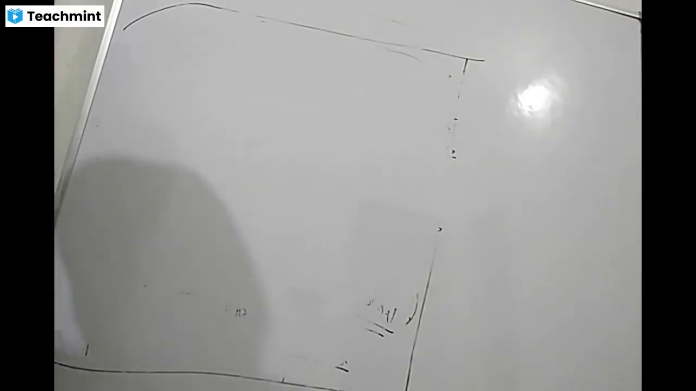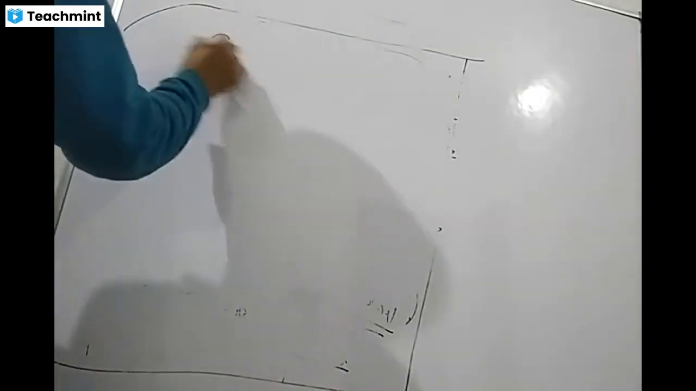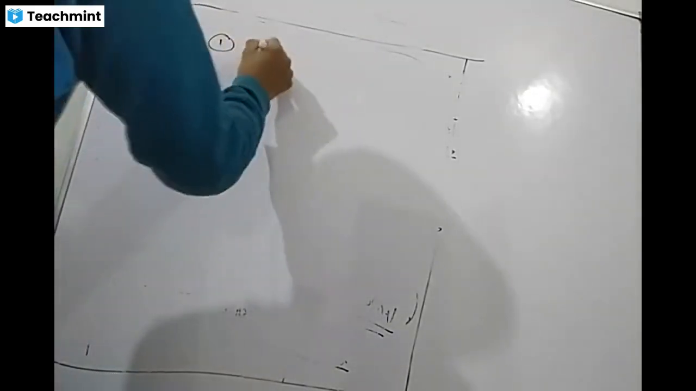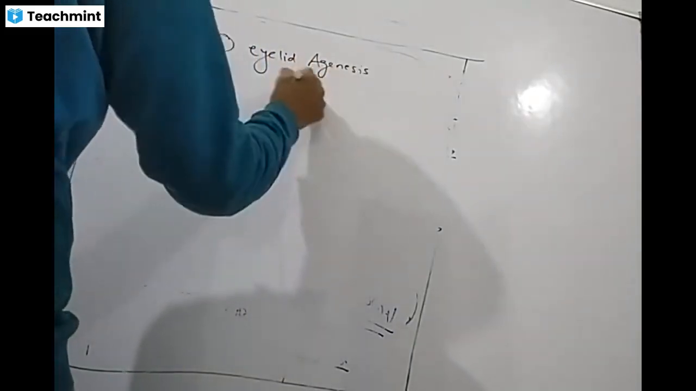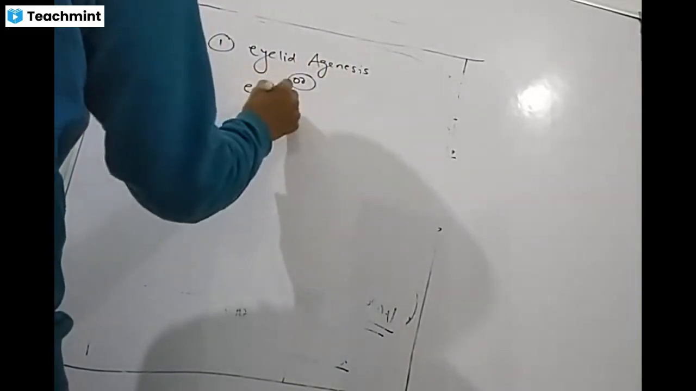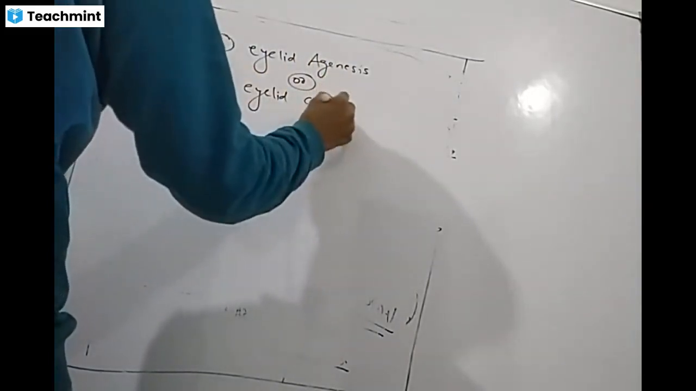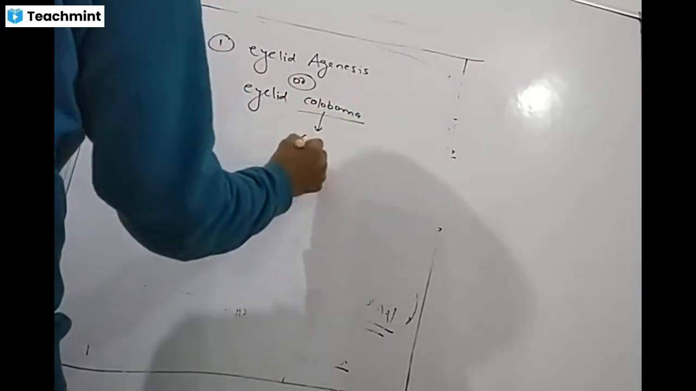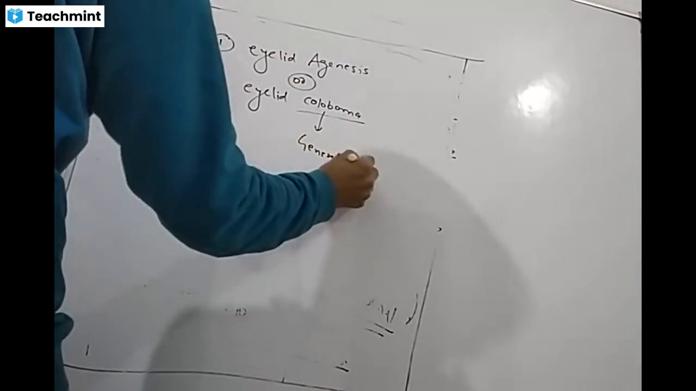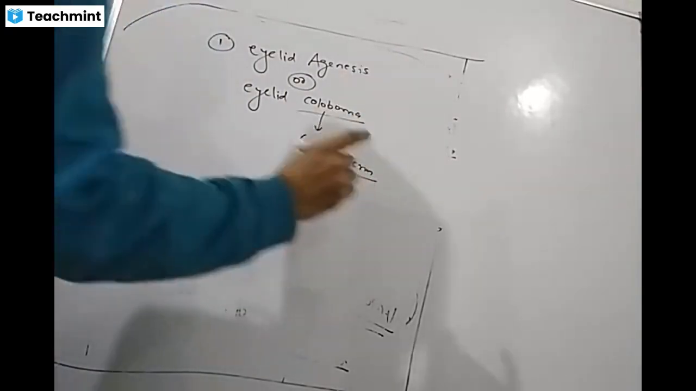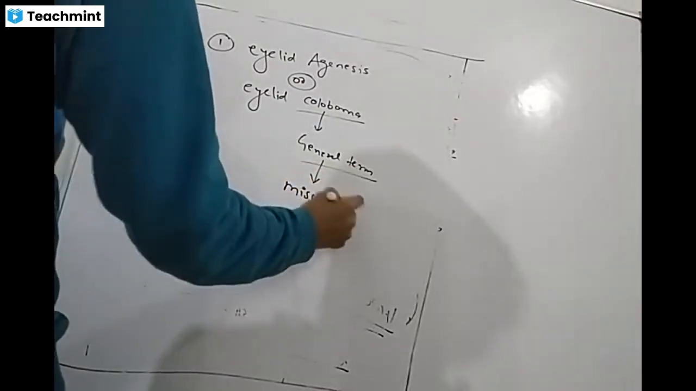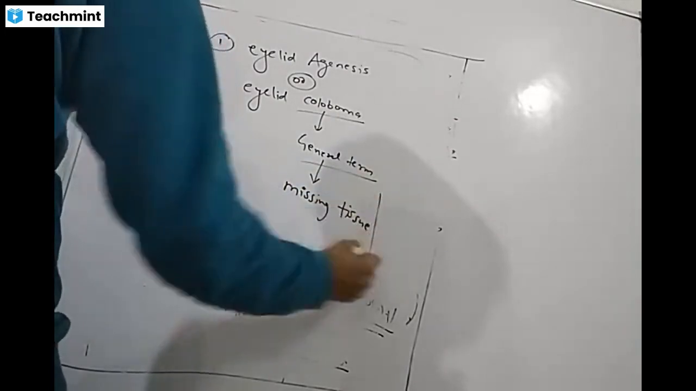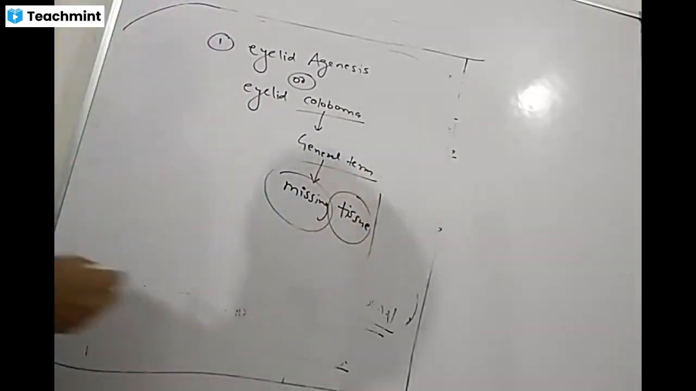First we'll see congenital diseases. Congenital diseases called eyelid agenesis. The second name is eyelid coloboma. This is a general term. The meaning of it is missing tissue. Tissue is absent.